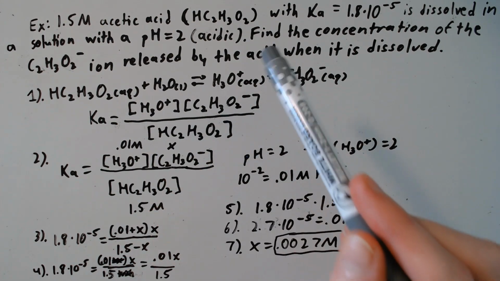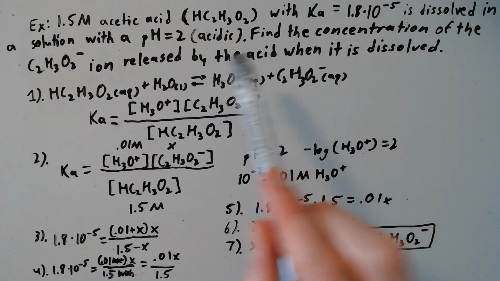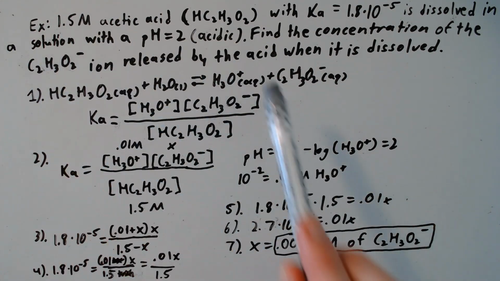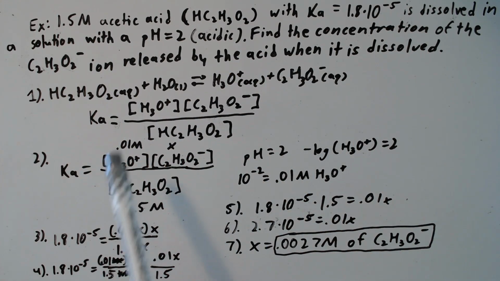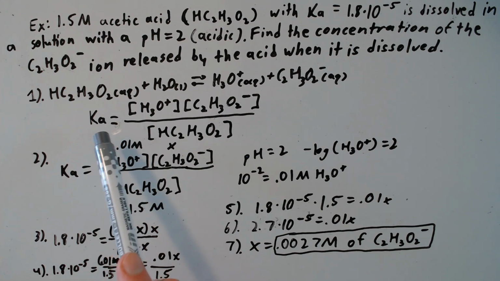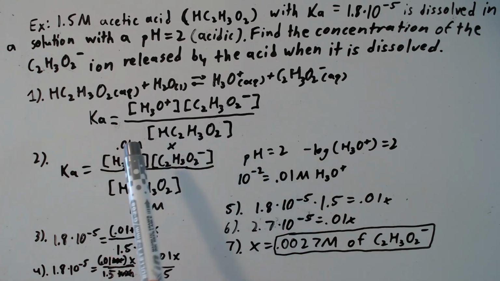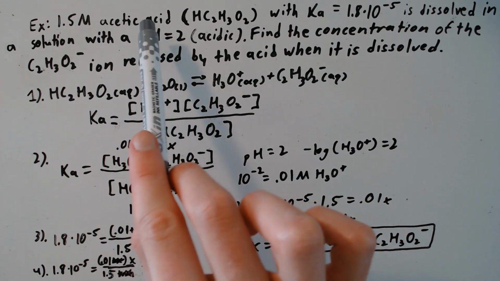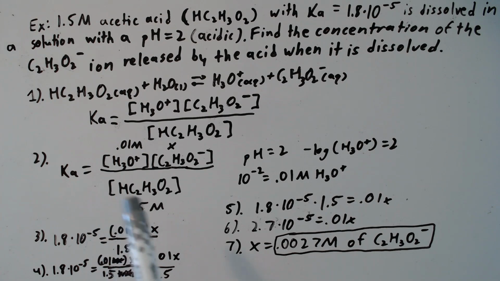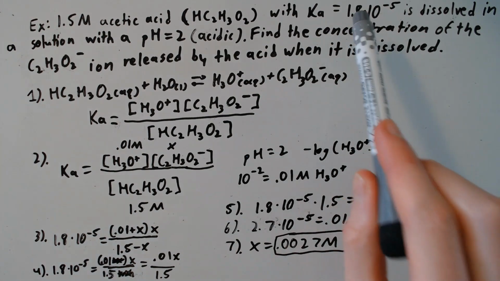So how do we find the concentration of the C2H3O2- ion released by this acid when it's dissolved in a solution with a pH of 2? Well, we use our Ka equilibrium equation again, like we did for our other acid problems. We know that the initial concentration of the acetic acid is 1.5 molar, as mentioned here. 1.5 molar acetic acid dissolves in the solution. And we know our Ka, which is 1.8 times 10 to the negative fifth, and it's mentioned right here.